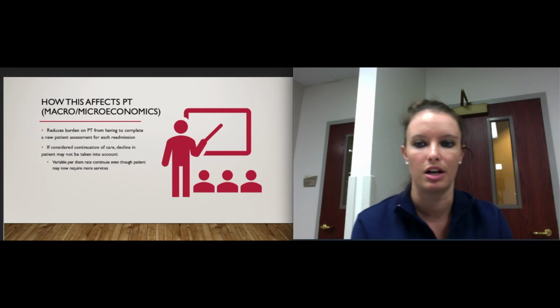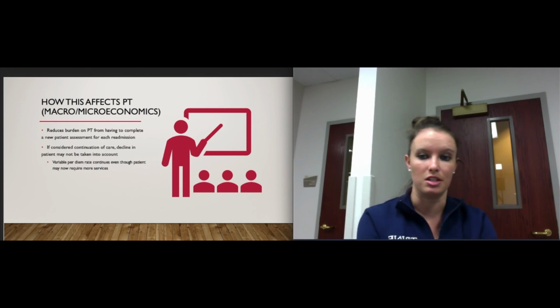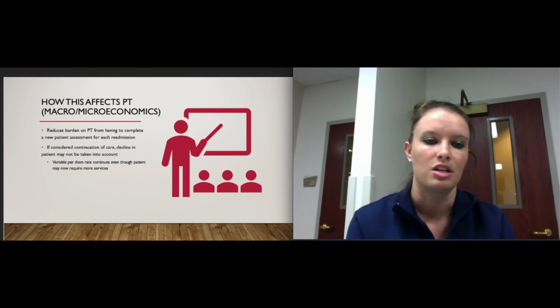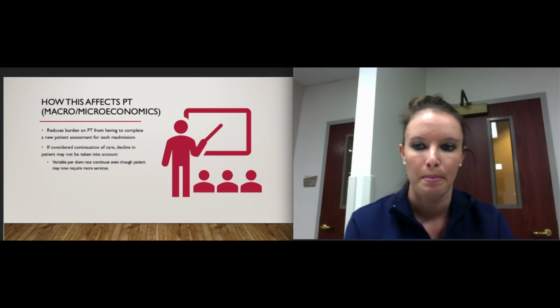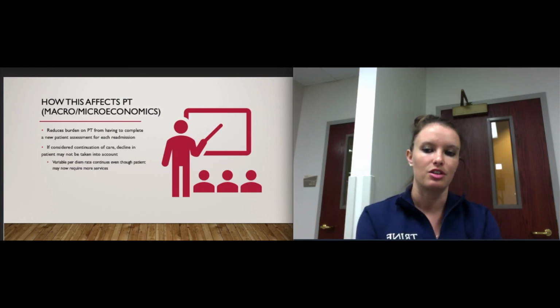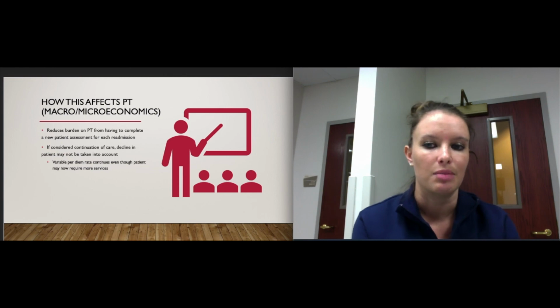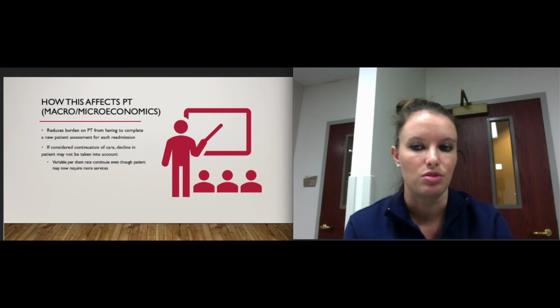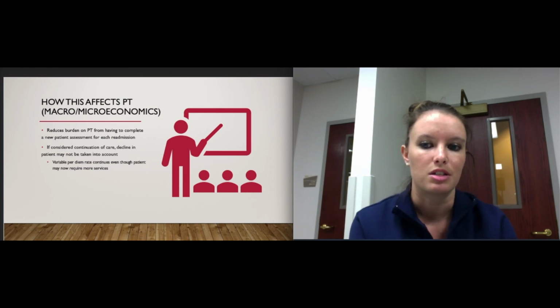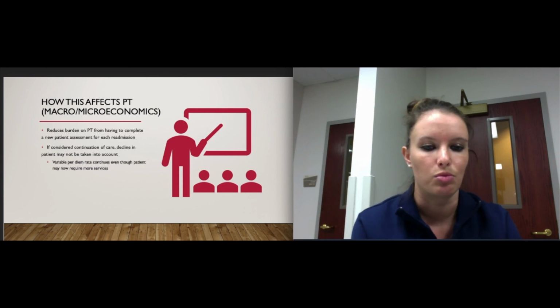In this case, it reduces the burden on us as PTs to have to complete a new patient assessment for each readmission from a hospital. But if it's considered continuation of care, the decline in the patient may not be able to be taken into account. So variable per diem rates continue even though a patient now requires more services.